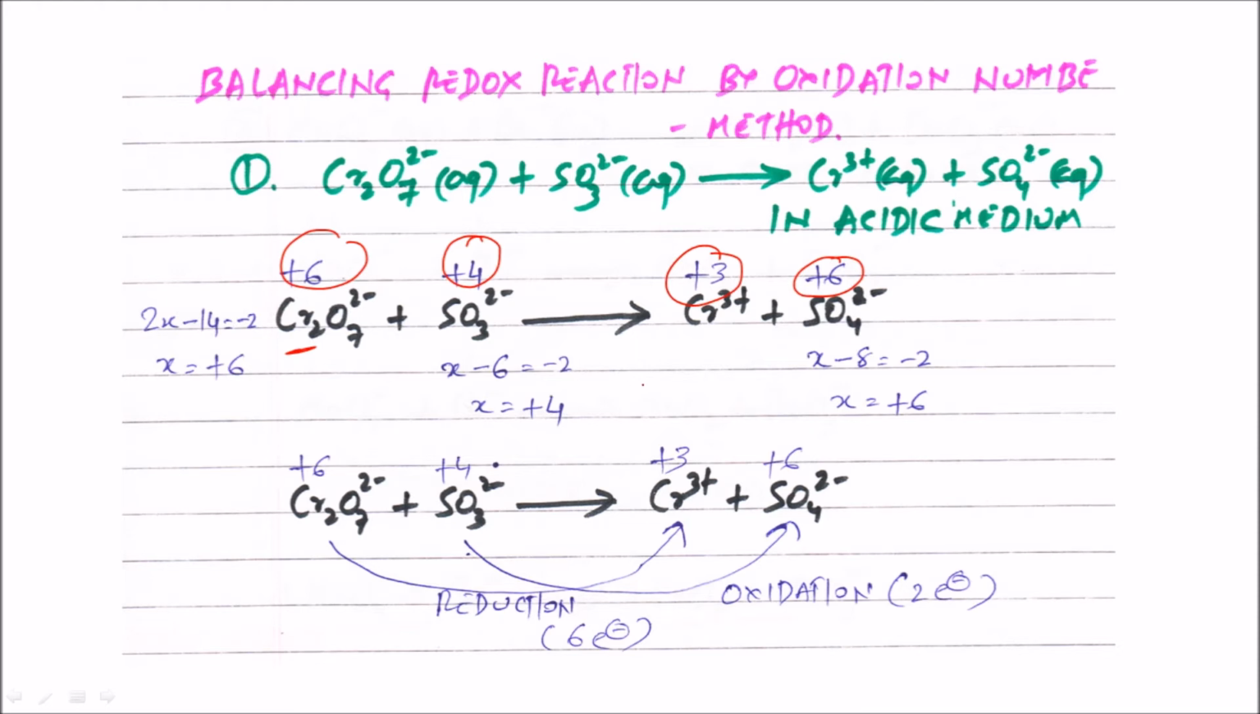We already know the meaning of oxidation and reduction, right? In terms of oxidation number, in the case of oxidation, there is an increase in oxidation number, whereas in the case of reduction, there is a decrease in the oxidation number. So you can see here clearly now, +6 changes to +3. So there is a decrease in oxidation number, so we should call this the reduction step.